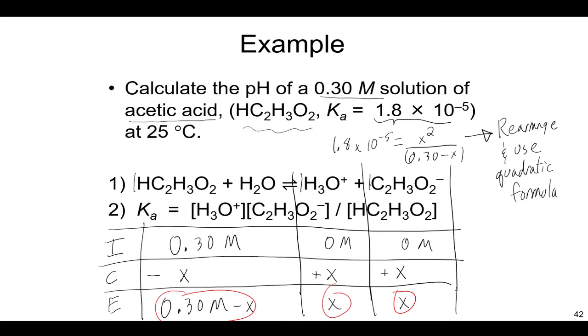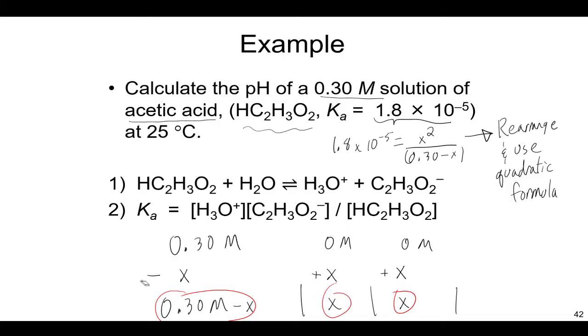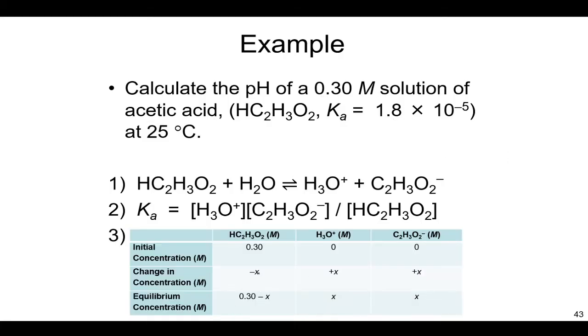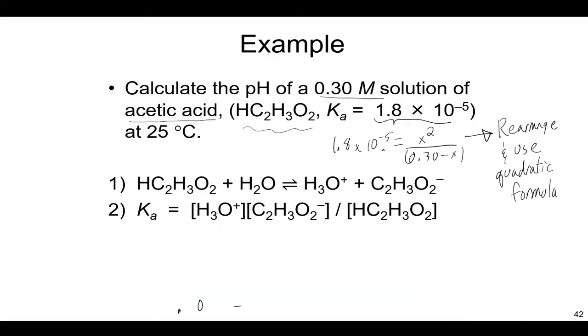Okay, so I took you through all of that, but let me write it a little bit more clearly so you can read all of this. So it'll look something like this, right? Here's my acid, here's the H3O plus, here's the acetate. My Ka value is still this 1.8 times 10 to the negative 5 equals x squared over 0.30 minus x.